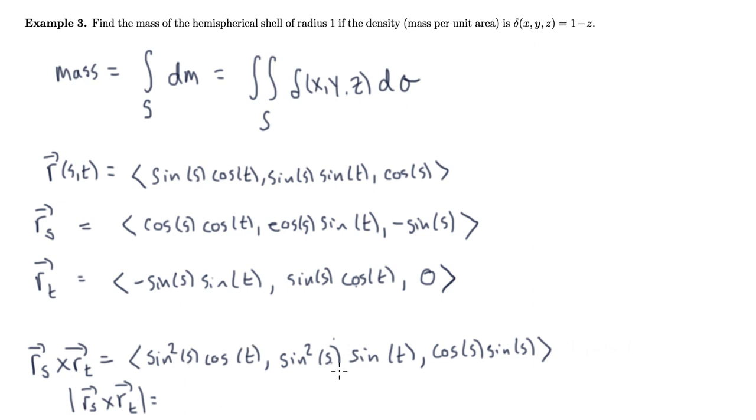Well, I'm going to square both of these and add them, and I'm going to have cosine squared t, sine squared t. So it looks like I have just sine now to the fourth, should be square root. It's going to be the square root of sine to the fourth s. Okay, and then plus this squared, which is going to be cosine squared s times sine squared s.